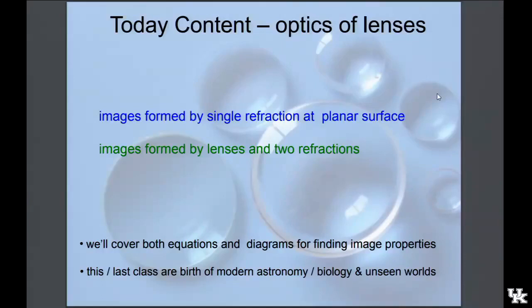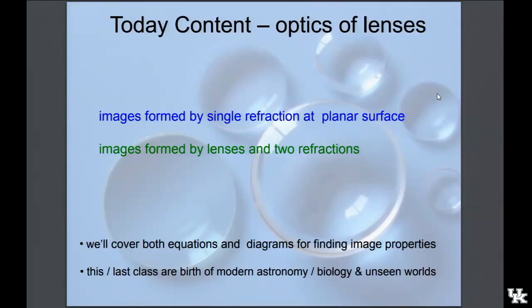So last class we talked about mirrors and images of objects that are formed by mirrors. And today's class I want to talk about lenses and the images of objects that are formed by lenses. We're going to talk about two specific situations. One in which an image is formed by refraction at a single flat planar surface.